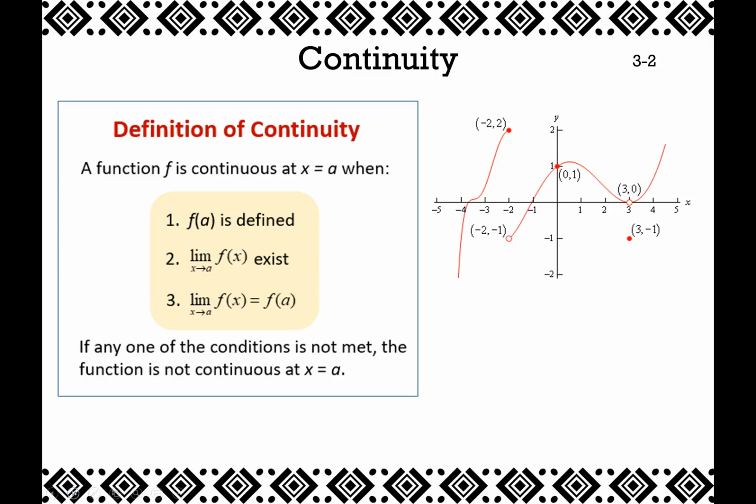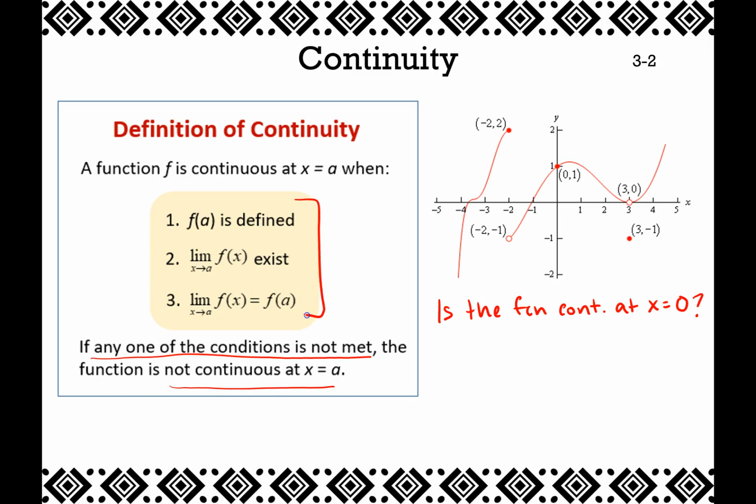What's the formal definition of continuity? Well, here it is. You might want to pause your video and get this down. Continuity as defined by limits is basically saying that all 3 things have to be true. But if any one of those conditions is not met, then the function is not continuous. So let's do an example here of one that works. Is the function continuous at x equals 0? That's the question. Well, let's do all 3 of these things.